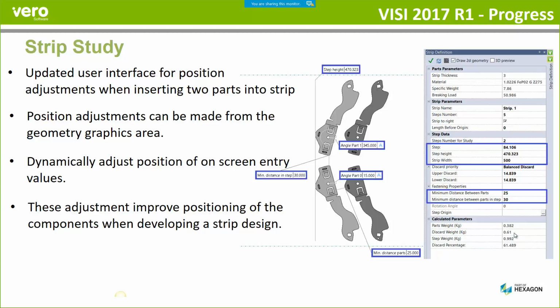Okay, so moving on, we've done some work within the strip study. We've got an updated user interface for positioning multiple or two components within the strip. Positional adjustments are made from the graphics area, so you don't have to change all the values within the strip definition interface and changing dialog boxes. It makes it a bit easier to have these movement options on the screen. They dynamically adjust the position on the screen on the fly. It makes it much easier just to play around with the positioning of components when you're creating a strip.